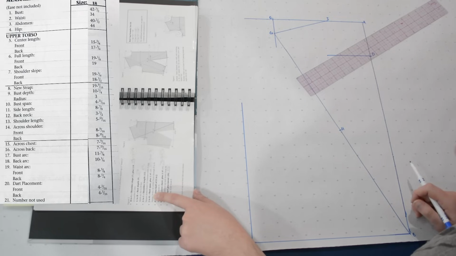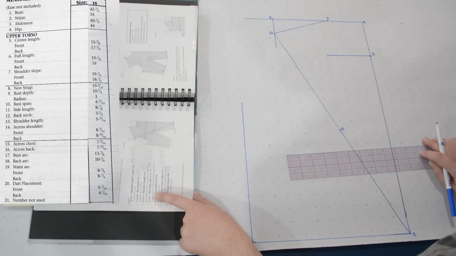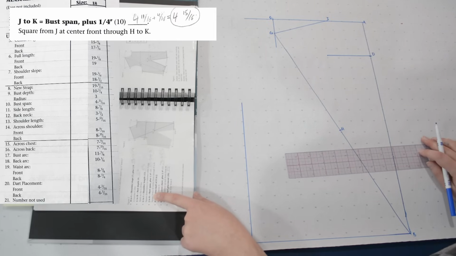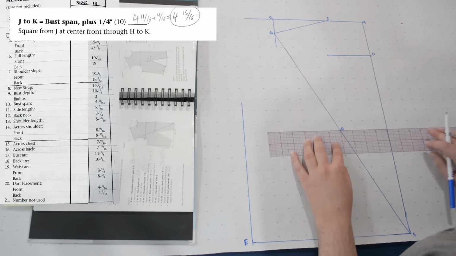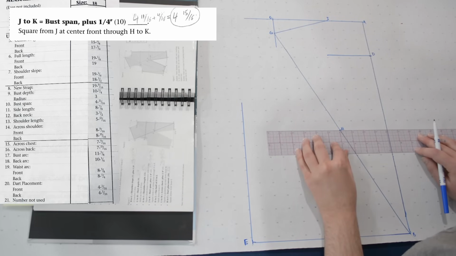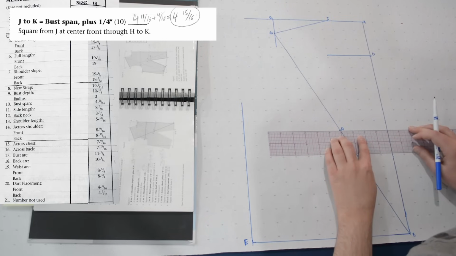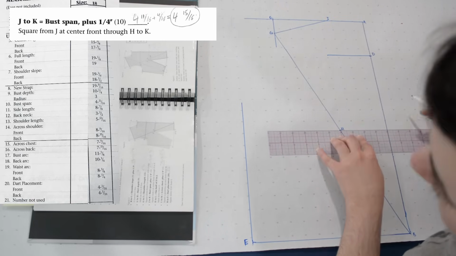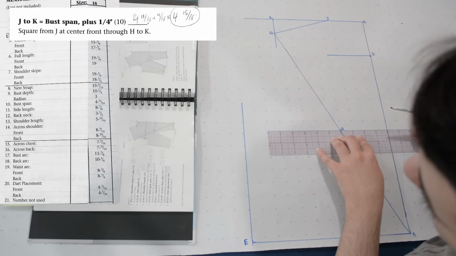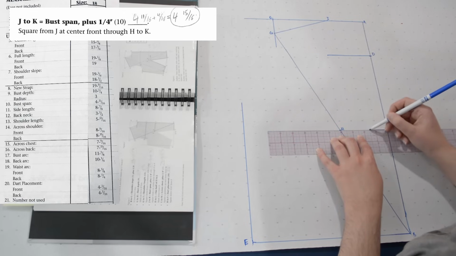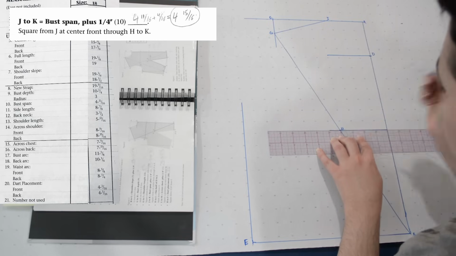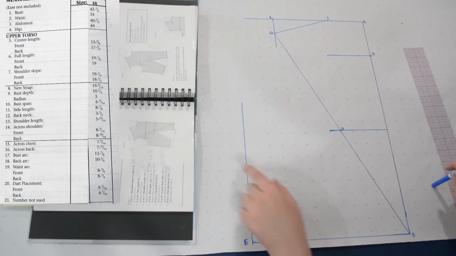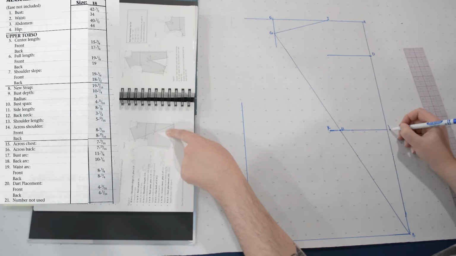J to K, which seems to be down here. J to K bust span from the measurement chart plus 1¼ inches. So that is going to be 4 15/16 for J to K. Square J from J at center front through H. Okay, so we're squaring from here. We're having so much fun, aren't we? Squaring from here, and it needs to be how long, y'all? What did I say? This needs to be from J to K, 4 15/16. So 1, 2, 3, 4 15/16. Oh, and look what I did to the line with this ruler. Again, don't use marker like I am. K, and this is J.